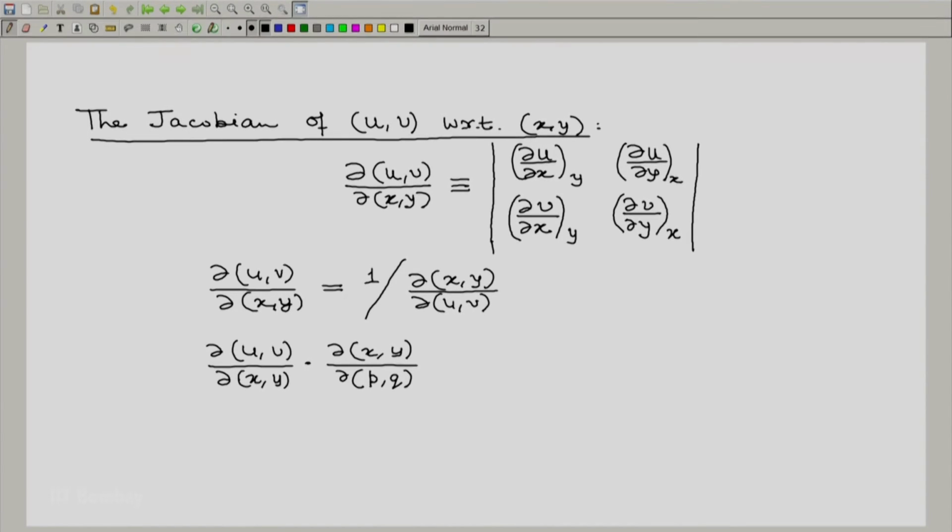That means in the first term we are considering each one of u and v to be a function of x and y individually. In the second term, each one of x and y is considered a function of p and q, and this product equals the Jacobian of uv with respect to pq. It is as if we are cancelling this term and this term in a simple product of two ratios. Now, the importance of Jacobian does not stop here.